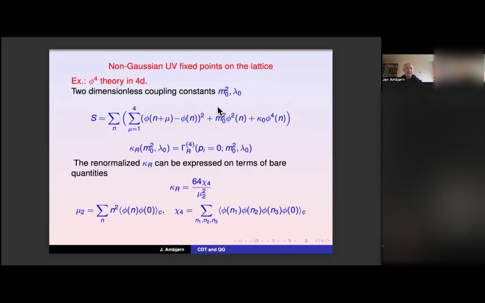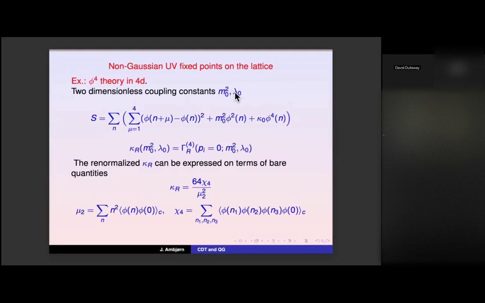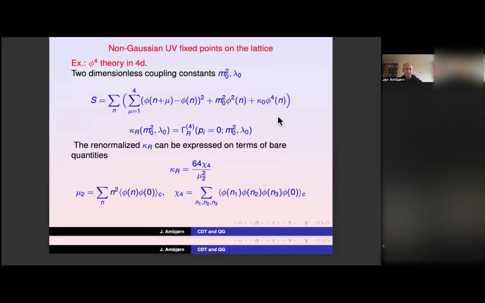What I say here is, as I said, just textbook material, and you can find everything in much more detail in the very nice book of Montvay and Münster called Quantum Fields on the Lattice. We start with a phi to the 4th theory, the simplest discretization. We have a kinetic term, a mass term, and a phi to the 4th term. The lattice spacing is set to 1, and all fields and coupling constants are dimensionless.